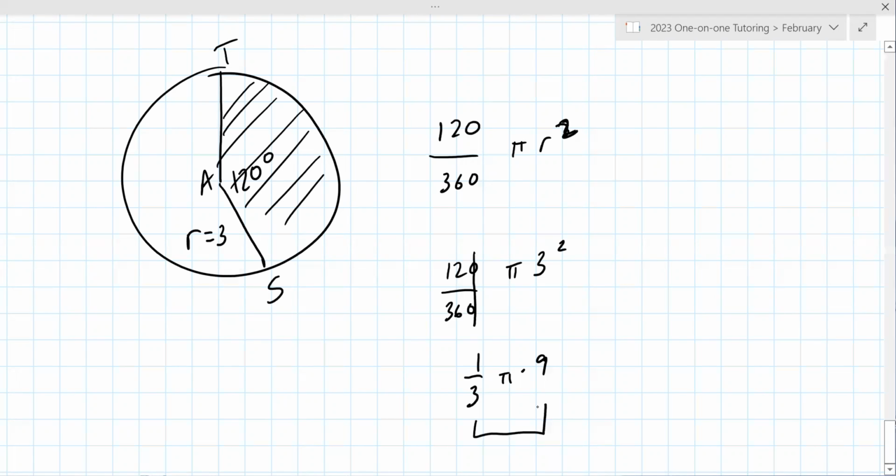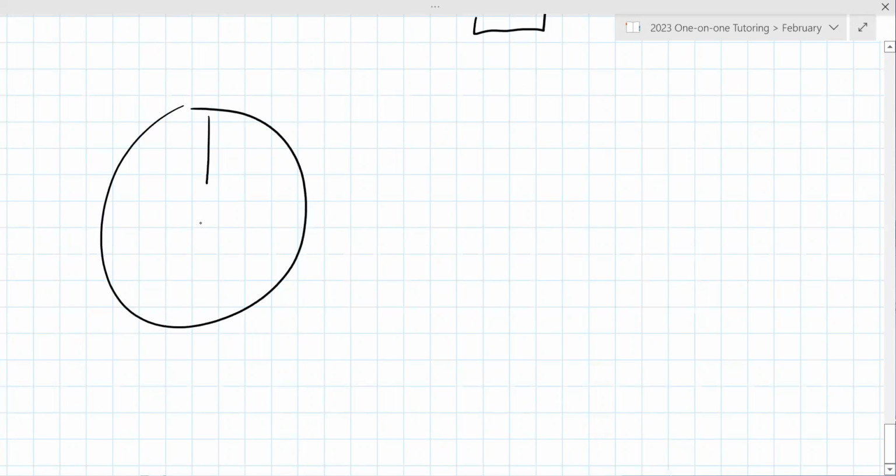1/3 of 9, just 3? Just 3. So this is 3 pi. Okay. So we've got plenty of time here. So let's do one more, if you don't mind. Let's say it's a 45-degree angle and the radius is 4. So the area of this pizza slice here.